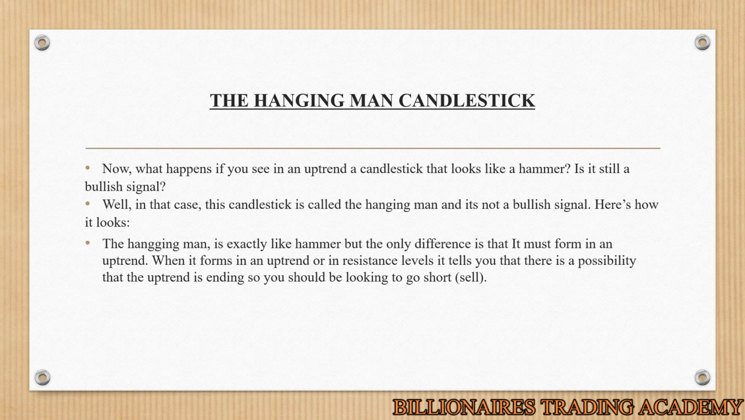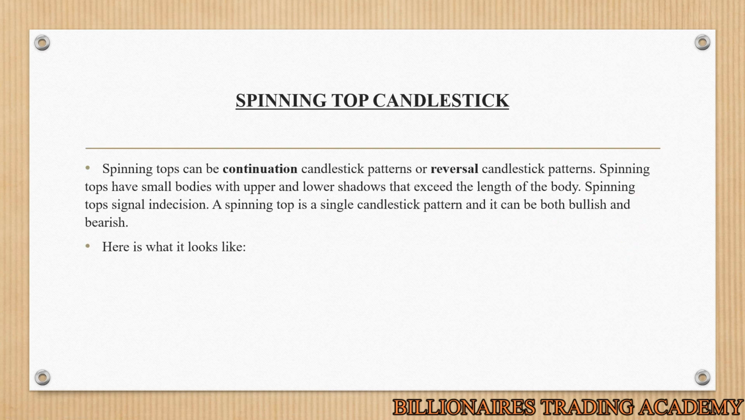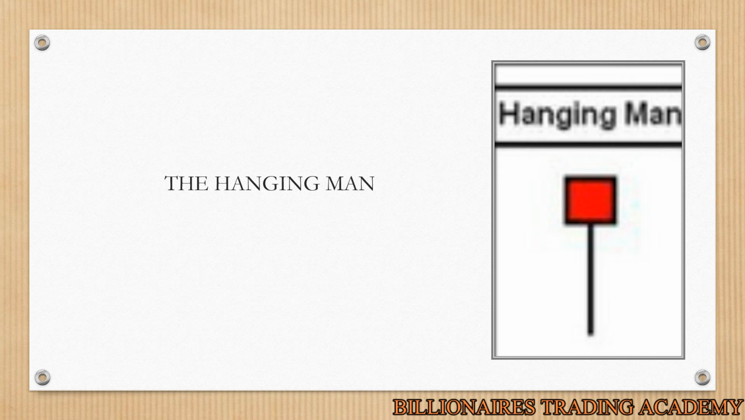The hanging man candlestick. Now, what happens if you see, in an uptrend, a candlestick that looks like a hammer? Now you are in an uptrend and then you see something that looks like a hammer, like this one. What does it tell you? So this one is kind of crucial. When you see it in an uptrend and it forms at resistance, it doesn't mean price will continue going up, but instead it shows that price should be going down. Right? Yes, that's the hanging man. So it's opposite to the hammer. This one needs to form at resistance, and then it confirms that price would be going down.